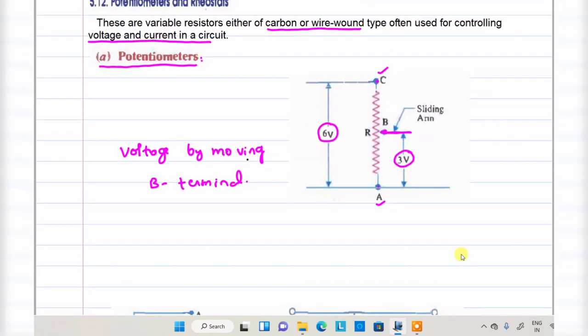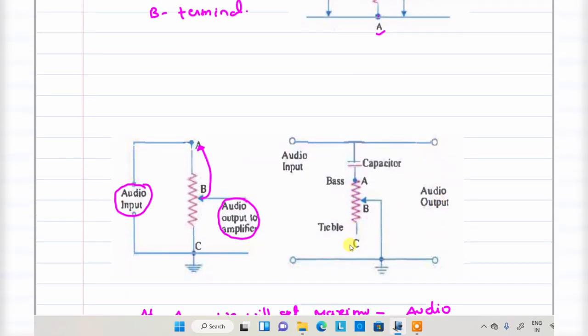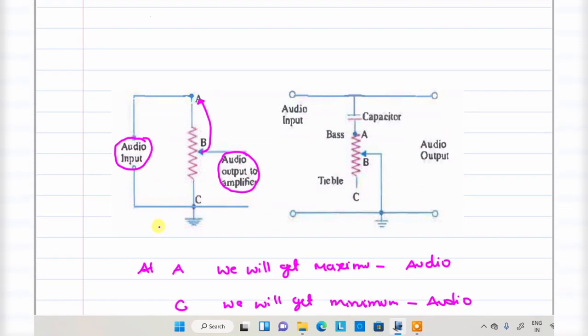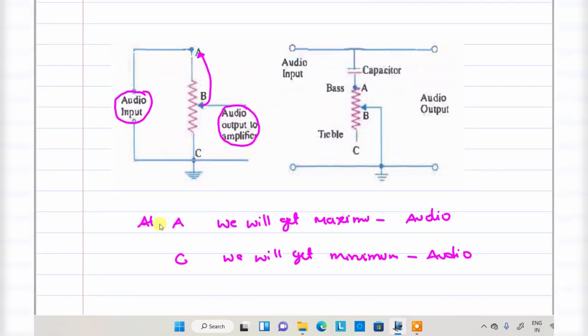In case of a potentiometer, we are not only using it to control voltage. This potentiometer can be used indirectly for different types of applications like audio applications. You want to regulate the audio in radio receivers. In radio, you are tuning the channel and increasing or decreasing the volume. This potentiometer is one of the applications there. Next, one more thing, looking at this diagram, this is the input, audio input.